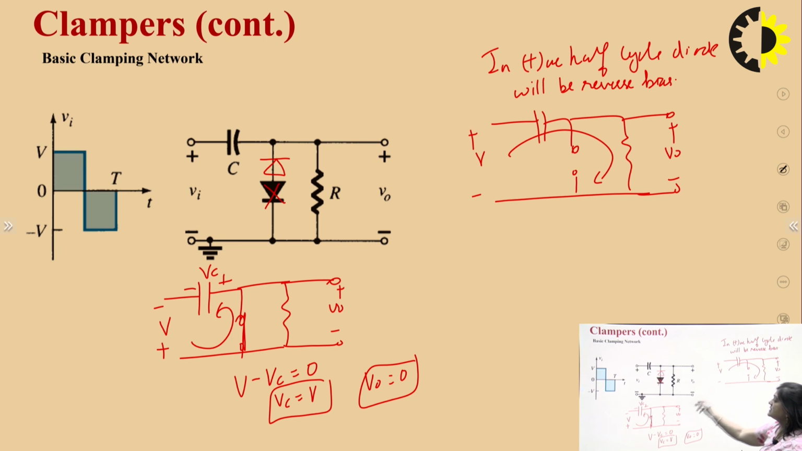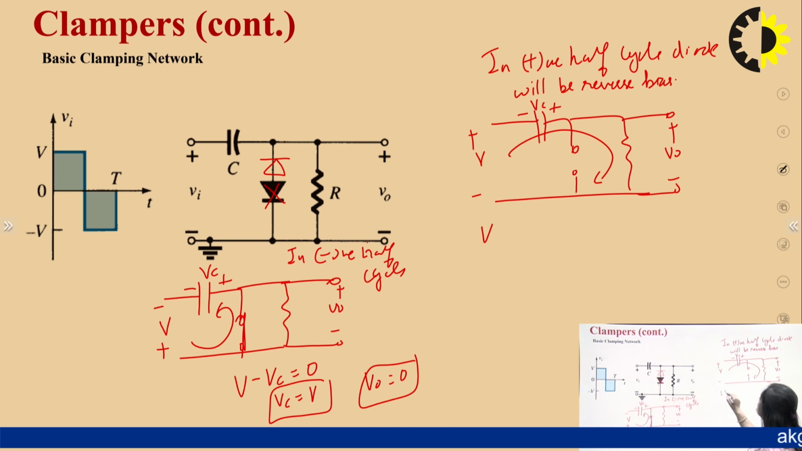Means it has been charged up to the voltage, minus plus VC, in the negative half cycle. So it will retain this charge, and this will be minus plus VC. Now we can apply KVL here. So plus V plus VC is equal to V naught. So V naught would be equal to 2V here. In the previous case we were getting V naught equal to minus 2V, but here we are getting V naught equal to 2V.